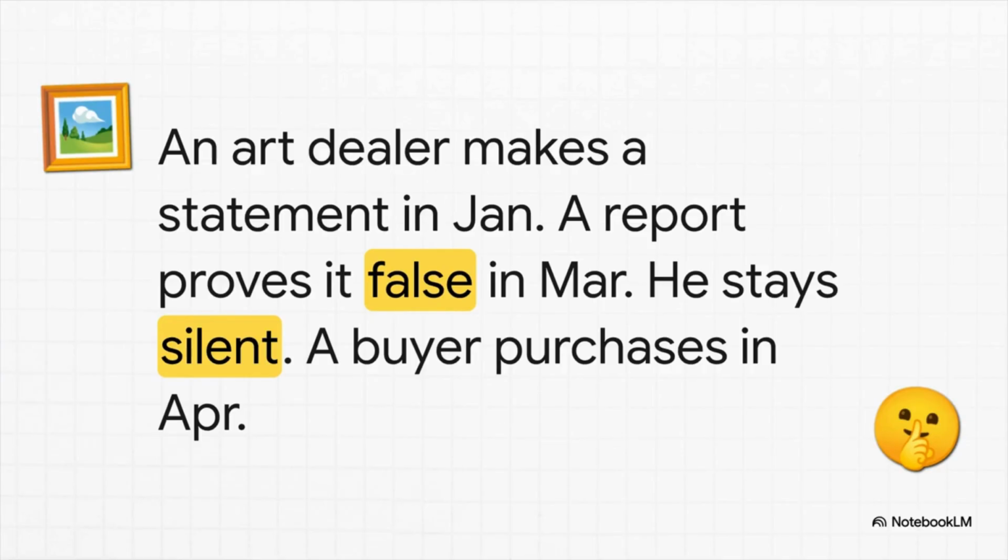The owner makes a statement in January that, as far as he knows, is true. But in March, something huge changes. He finds out it's actually false. He then says nothing and lets the buyer go ahead and purchase the painting in April. The key legal issue here is his silence.